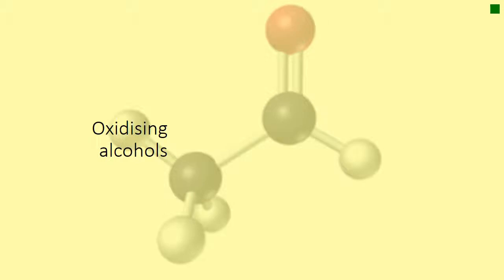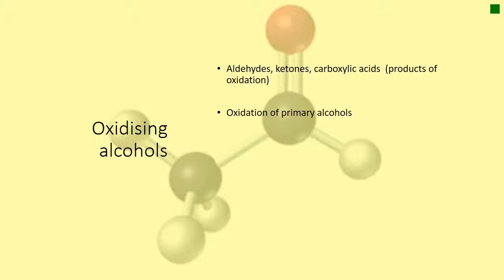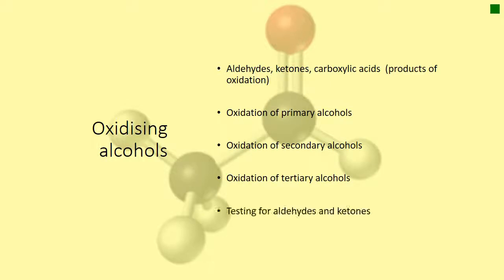So when we're studying this topic, oxidizing alcohols, here's a few things that we're going to cover. We need to learn about aldehydes, ketones, and carboxylic acids, which you probably know about. These are the products of the oxidation reaction that we're going to look at. So we need to define each of those three products, look at their functional groups, etc. Then we're going to look specifically at the oxidation of primary alcohols, which is different to the oxidation of secondary alcohols, which is different again to the oxidation of tertiary alcohols. And finally, we need to be aware of the tests for aldehydes and ketones.